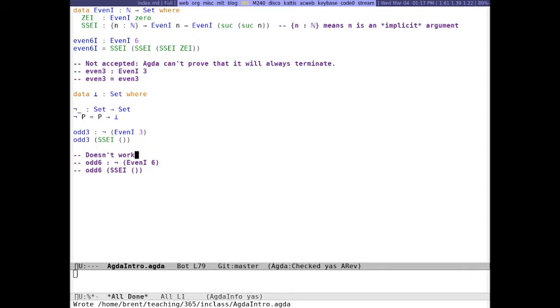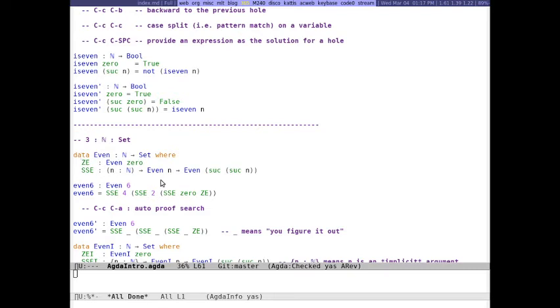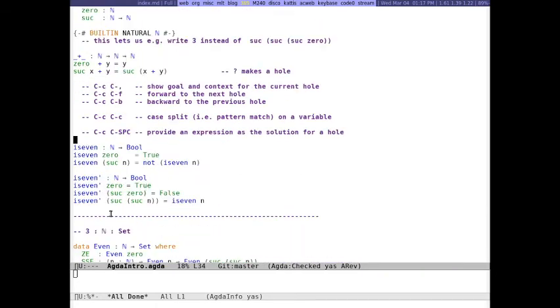So the next thing I want to show you is proving equality. If we go back here, we had this is even function on Booleans, and we've also made this type.